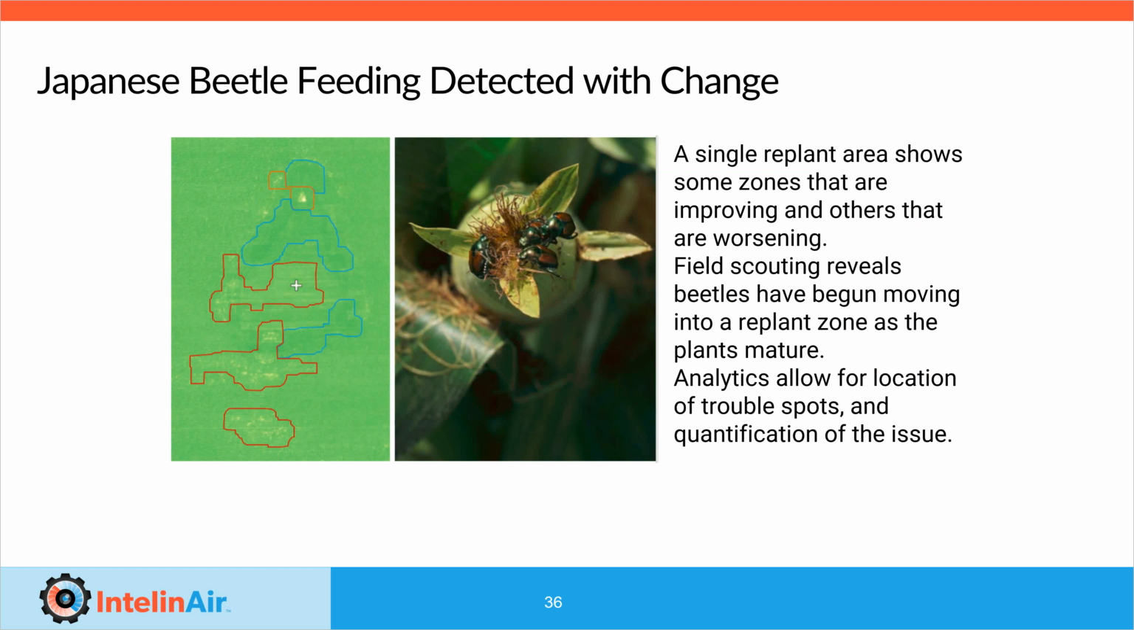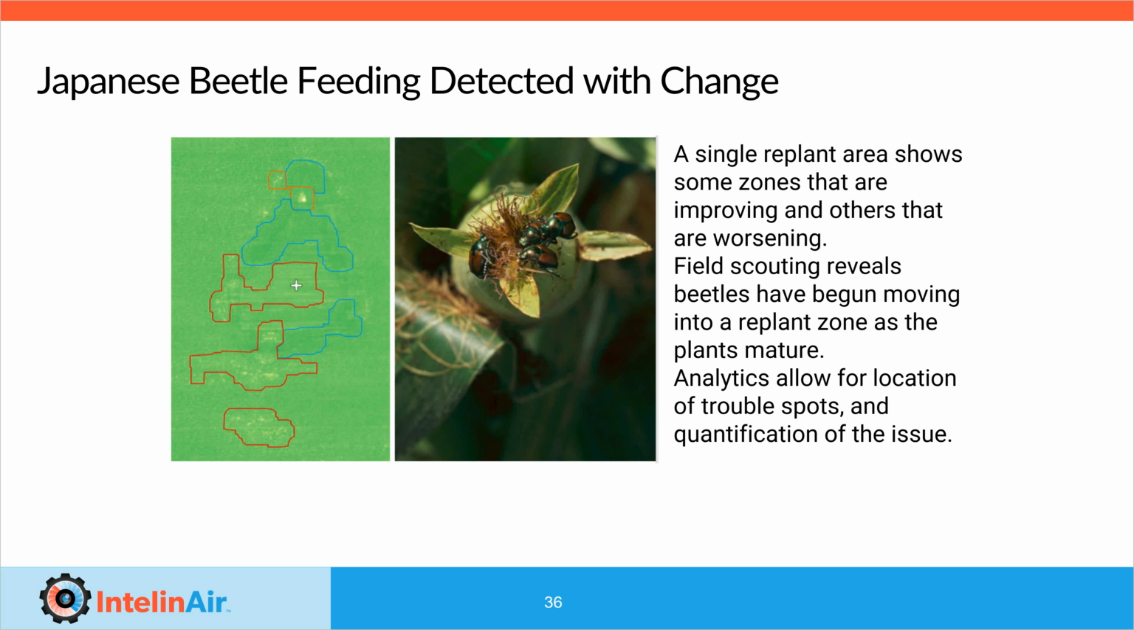What we're looking at here in the image on the left is we have some anomalies that are showing us an area of poor NDVI and some areas that are showing us improving. The red is poor and the blue is improving. But this is one little replant area. It's a little oval that was all planted at the same time. And so we have to ask ourselves the question, if this was planted at the same time and in the same variety, why are some areas getting worse and why are some areas getting better? And so this is a great opportunity to go out there and scout and answer that question.